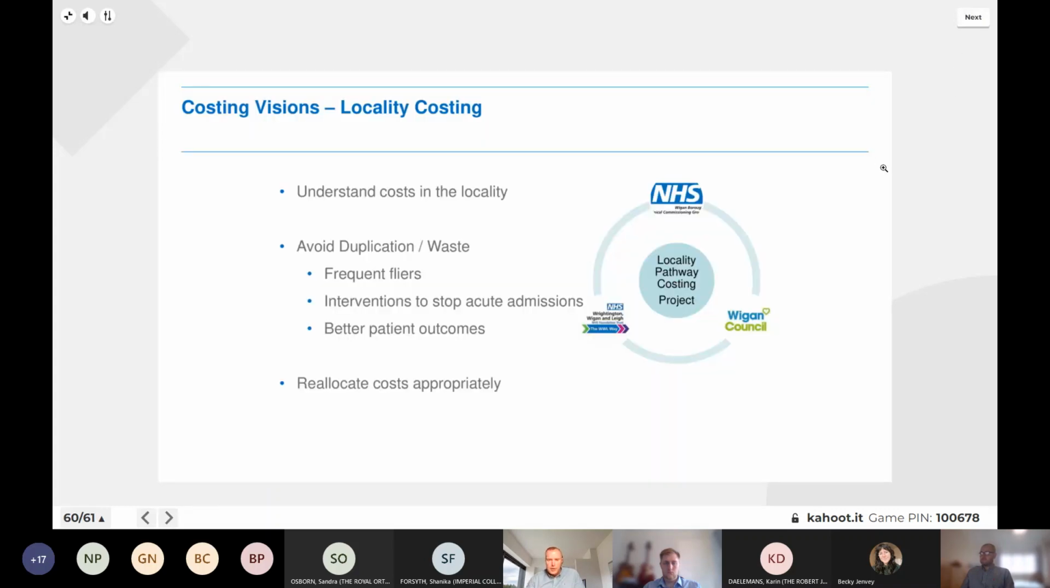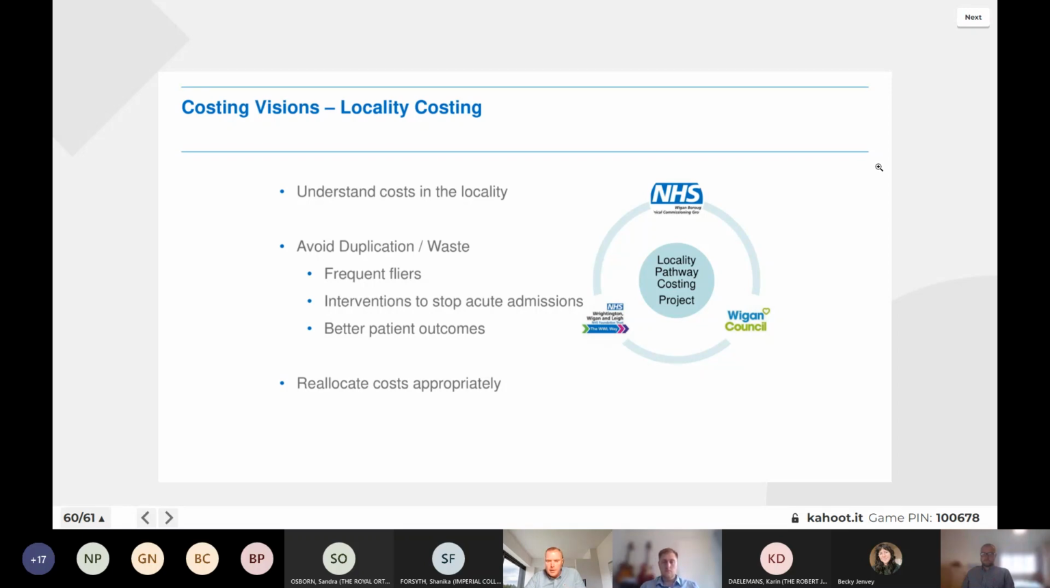Okay, so that just shows how we've used costing so far at the trust and some of the big wins that we've had. But I think our vision for costing is that we'd like to see it used in the locality and then understand the costs of patients going through the system, from the GPs to the trust to mental health, to understand where we could make improvements.